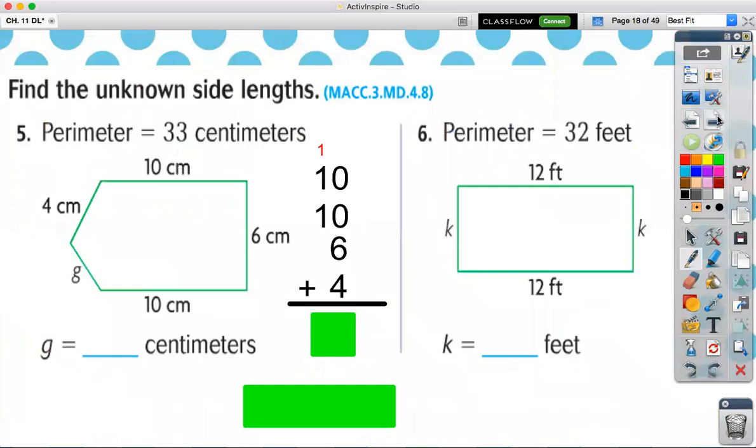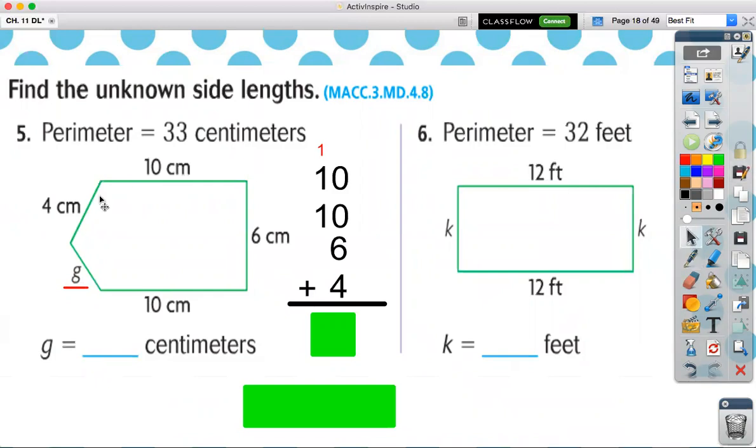All right, so we're finding the unknown side lengths. We're still dealing with perimeter, okay? So something different about this is that they give us the perimeter. We're not finding the perimeter. They already gave us how much the perimeter is for our shapes. So they want us to find this one side. They want us to find G. They want us to find this missing side.